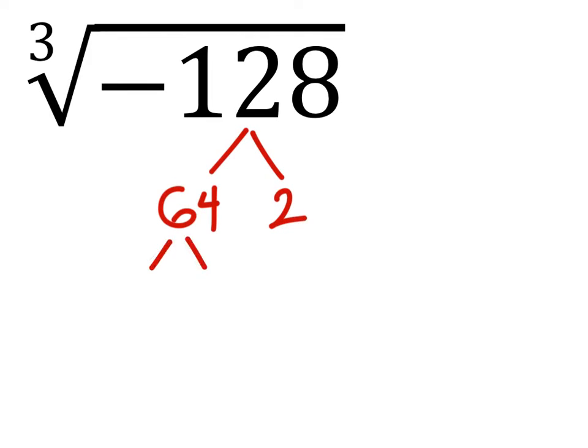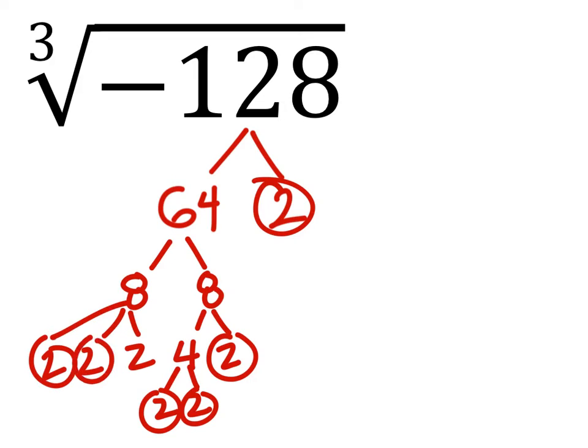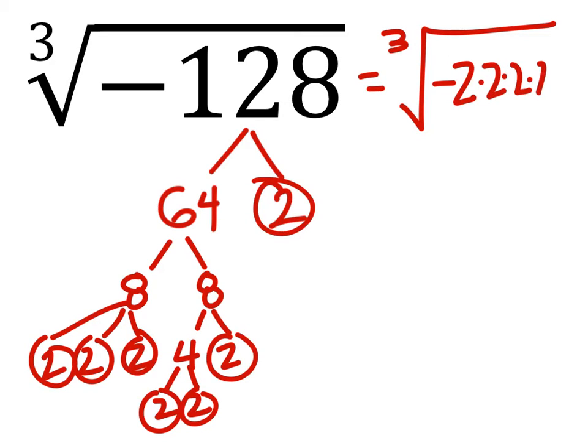All right, I'm going to split this up into 8 and 8. And I got 4 and 2. Oh, these are prime, by the way. 4 is 2 and 2. So we know this 8 will split up as well into 2, 2, and 2. There we go. Then we got the cube root of negative 2 times 2 times 2 times 2 times 2 times 2 times 2.